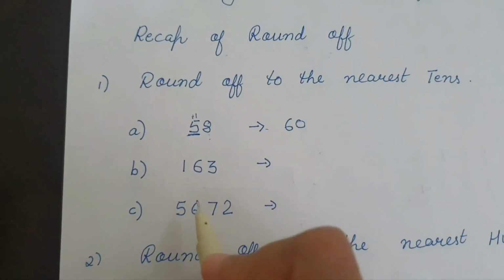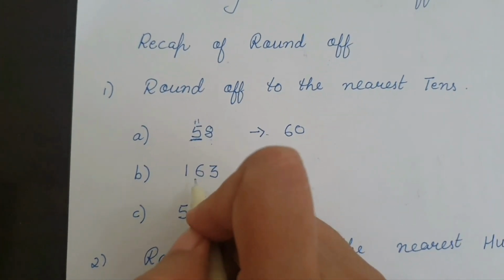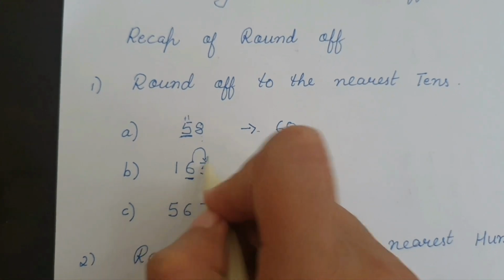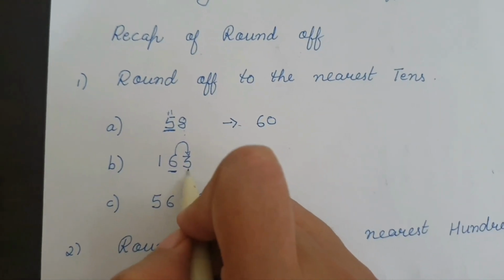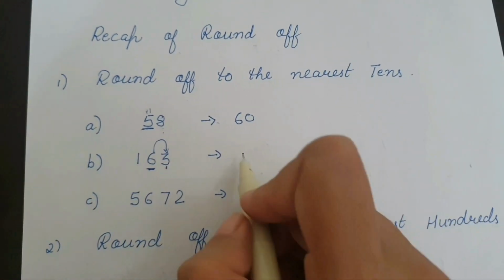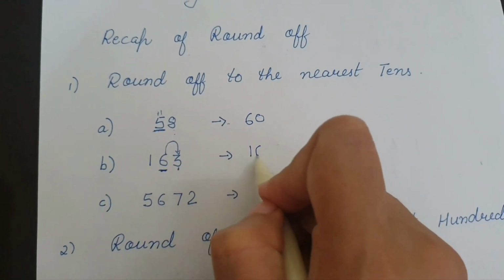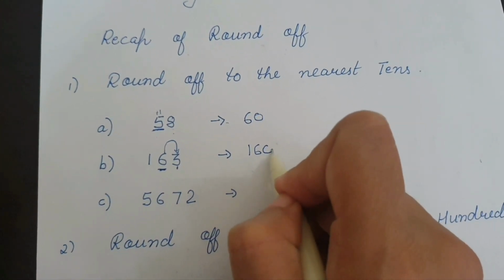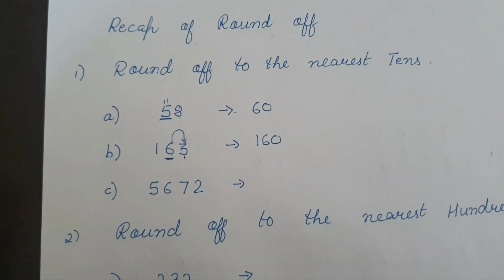Now let us do the next one, 163. Tens place we'll underline. We'll see the digit just after this. So it is 3. 3 is less than 5. So no change will be there in the underlined digit, and we'll write it 1, 6. After that underlined digit, all the digits will become 0. So round off is 160.